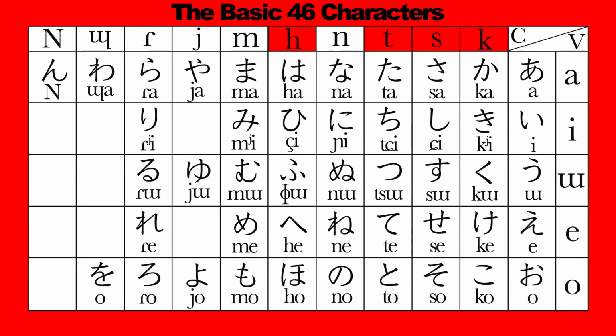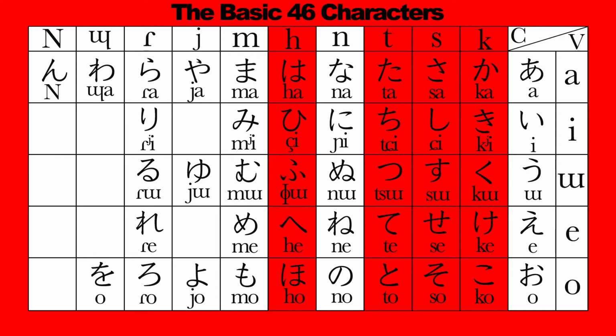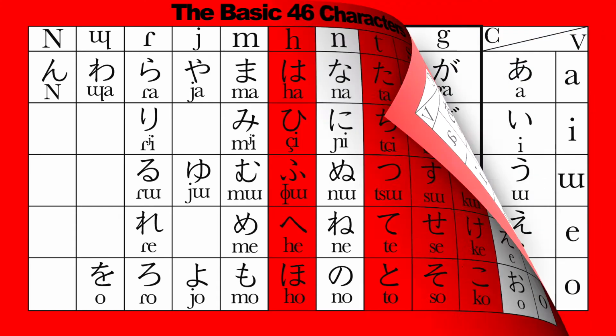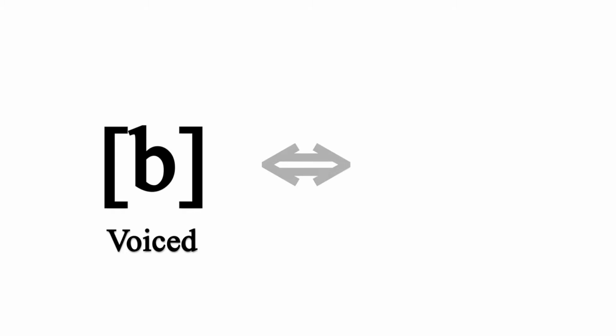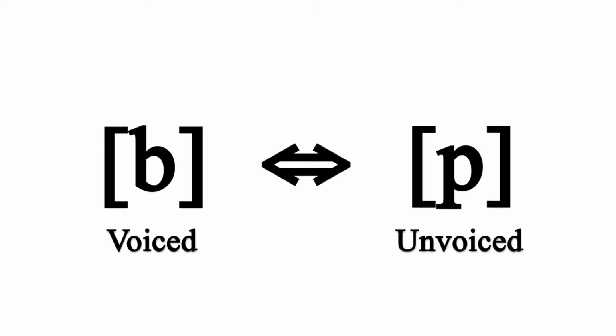To represent the voiced version of these sounds, we add dakuten, two small dashes to these characters. Then, we get these 20 additional characters. Strictly speaking, the B sound is the voiced version of the P sound though, not the H sound. If you've already learned the basic 46 characters, then it's super easy to memorize the additional characters.